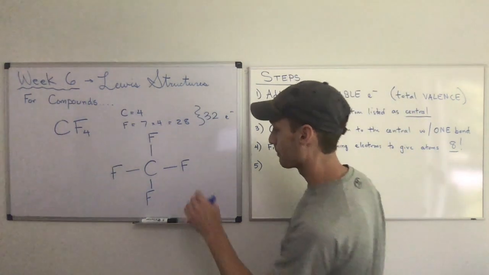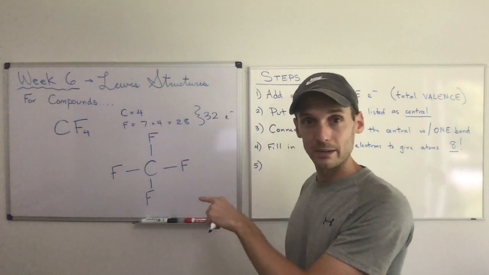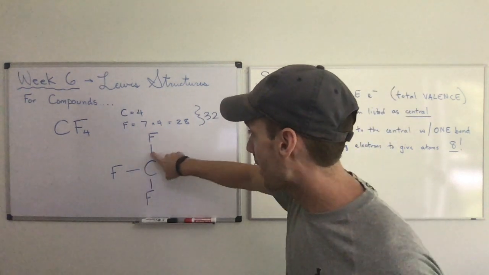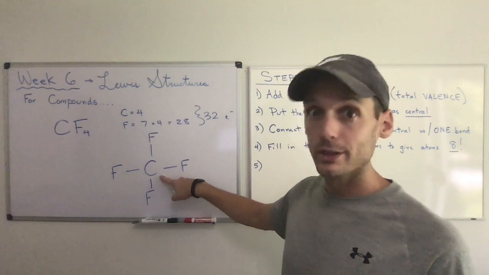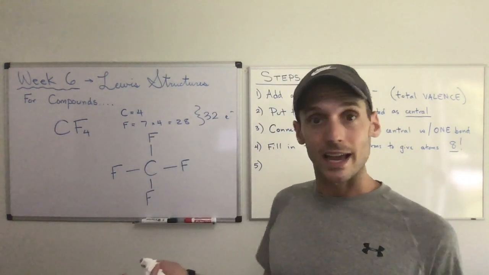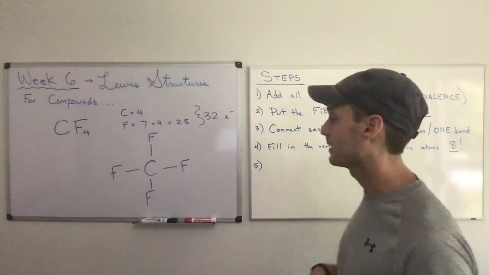Okay? So, let's do the central atom first. Let's make sure the central atom has 8 electrons. Well, it's got 4 bonds connected to it, and each bond represents 2 electrons. So 4 times 2 is 8. Carbon already has its 8. We don't even need to fill in more.